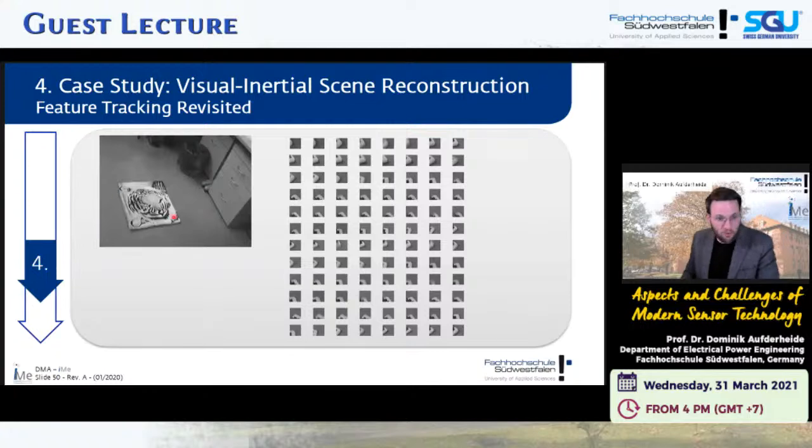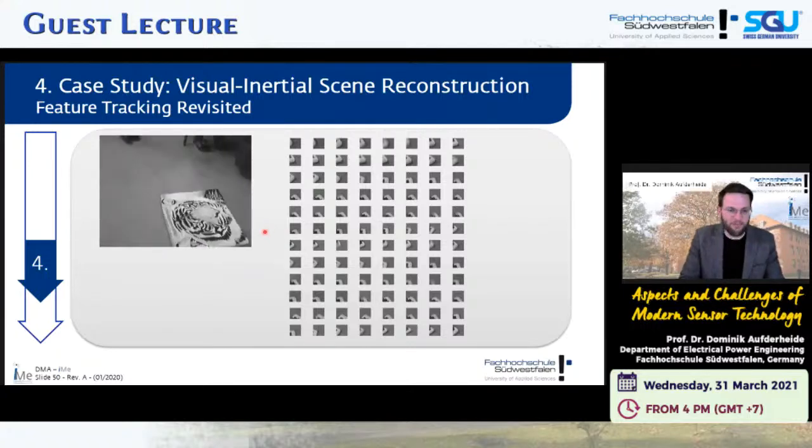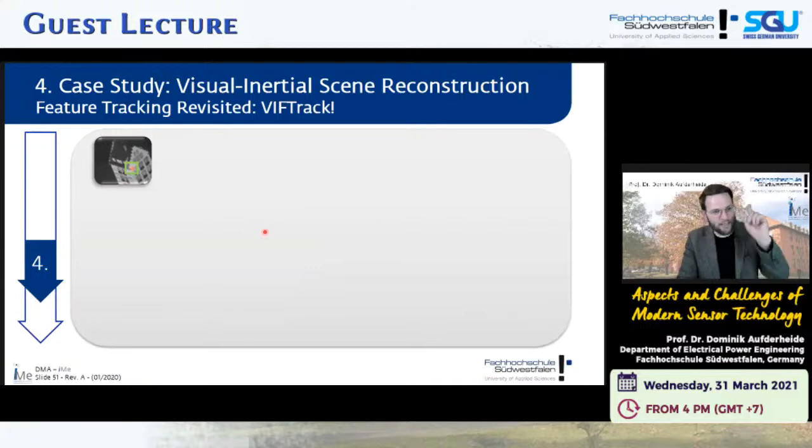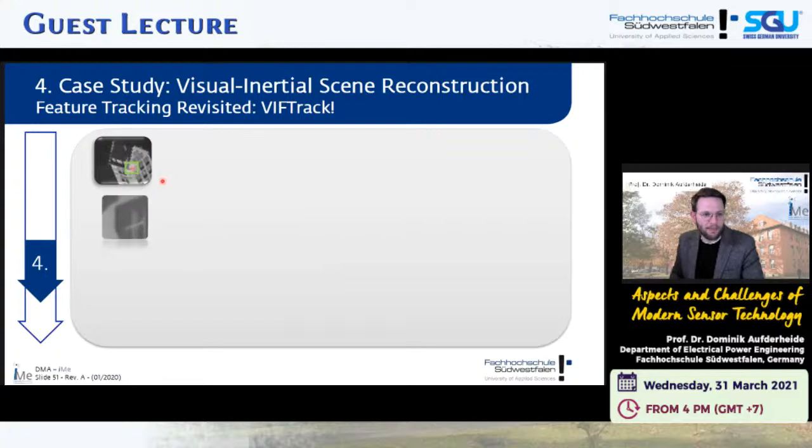So let us assume I want to find this patch in the image again. It would be very, very difficult for me to do so. But now, assume that we have the motion information available. This was something we developed, which was called VIFTrack, visually inertial feature tracking. And the idea is simple. Let us assume we want to find a certain feature point in the image again. So this red point, and this green neighborhood of that pixel, looks probably like that. That is the local neighborhood from the image.